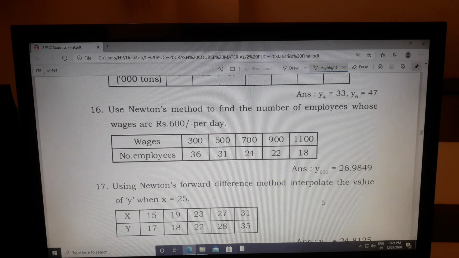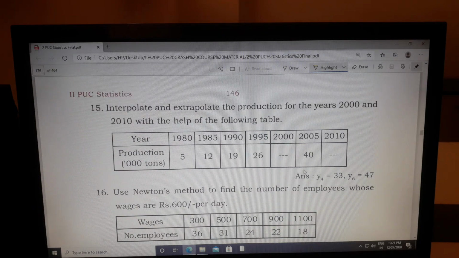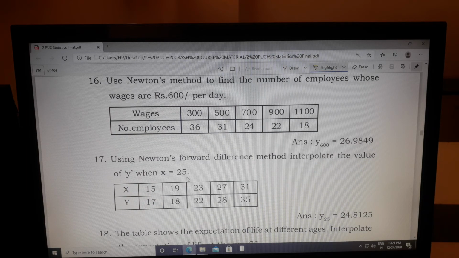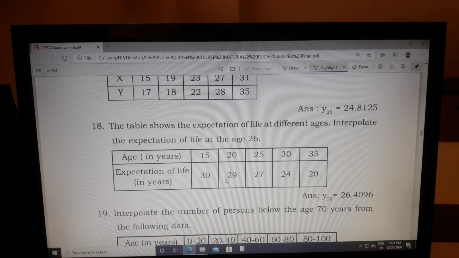Just look at there. Here are the exercise questions, from question 16. Use Newton's method to find the number of employees where the wages were. Straight question, there is no below, above, more than, less than, like that. Directly it can be calculated. Even here also x equals 25, this can also be directly calculated. Now here this is also a direct question, A is 26 directly.